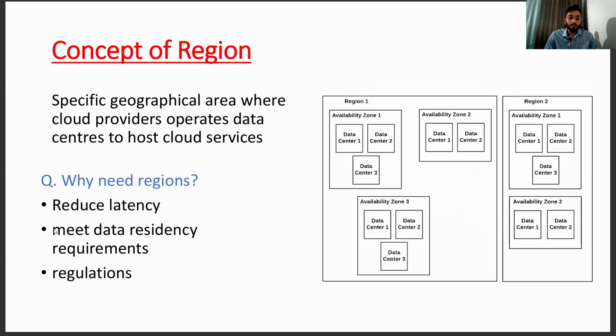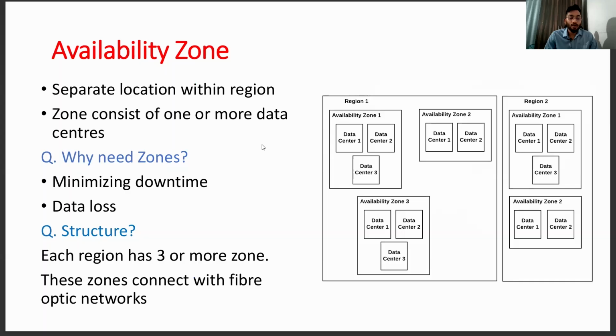The second is to meet data residency requirements. Every data is different and it has specific requirements. So to meet those requirements, we need regions. Third is regulations. Data security is a big issue, and every country has its own regulation when it comes to data. So to meet them, we need regions. Okay, let's understand regions further by understanding availability zones in the next slide.